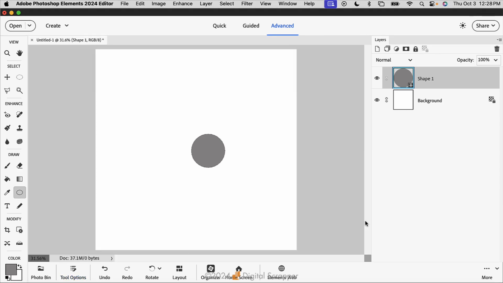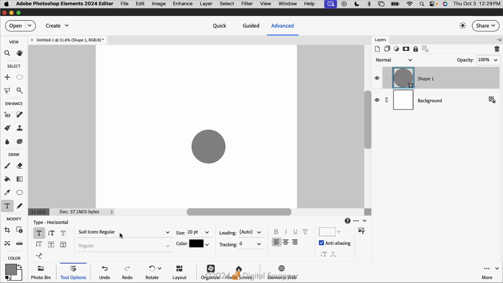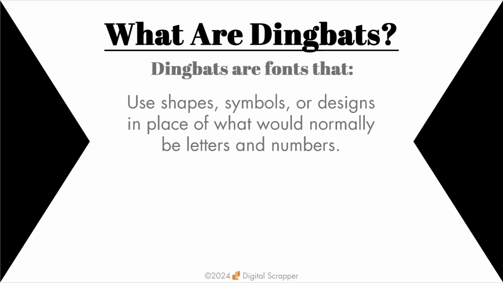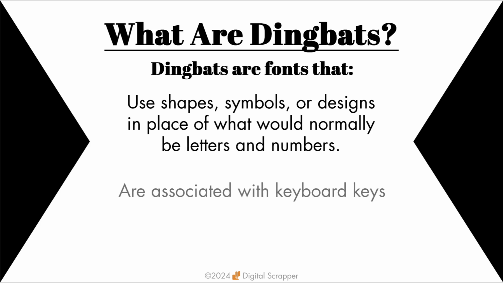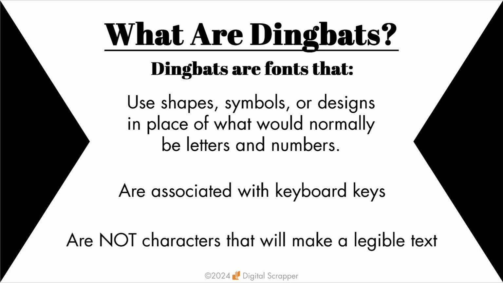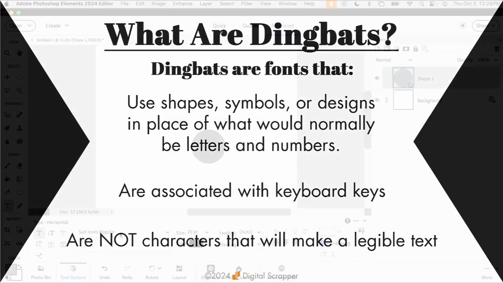Next, we're going to type on a path. Get the horizontal type tool, and in the tool options, open the font picker and choose the Suit Icons font. The Suit Icons font is classified as a Dingbat font. What is a Dingbat font? Dingbat fonts are fonts that use shapes, symbols, or designs in place of what normally would be letters and numbers. Dingbat fonts are associated with keyboard keys, and they are not characters that will make legible text.